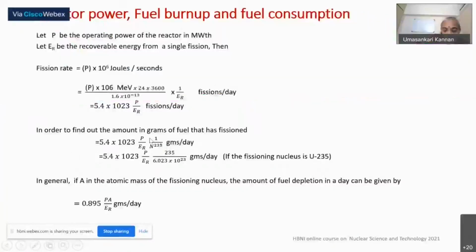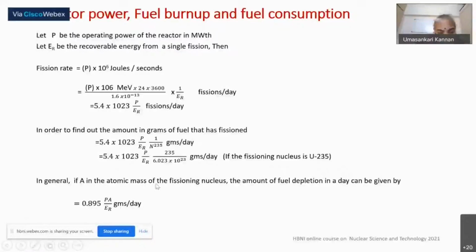you can calculate 1 by N235, since uranium-235 is the main fissile nuclide. Then this comes out to be 5.4 into 10 to the power of 23 into P by ER into 1 by N235 grams per day. So you can take Avogadro's number and calculate how much fissioning. It will come out the same, 800 grams or 788 grams or so.